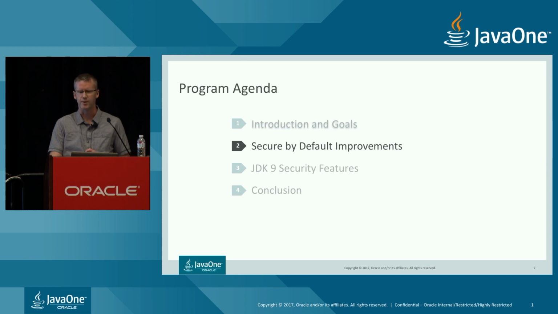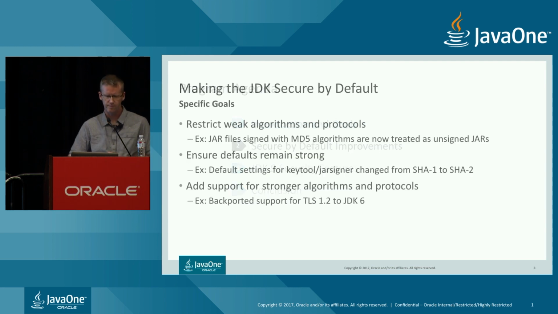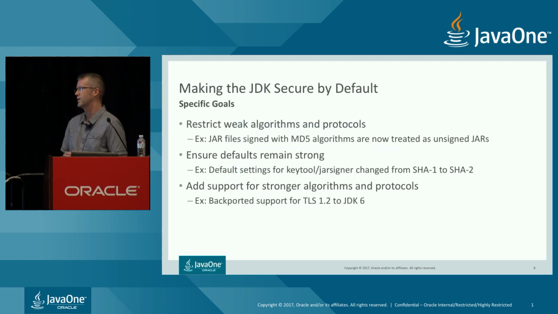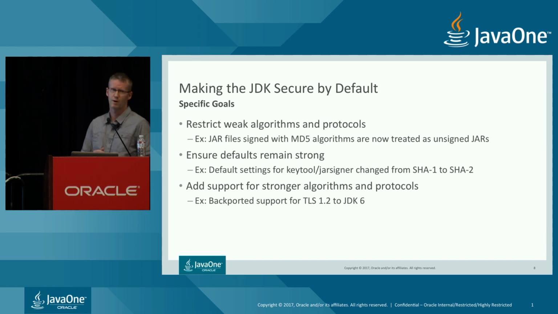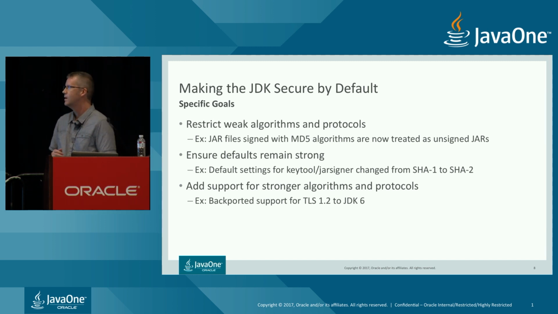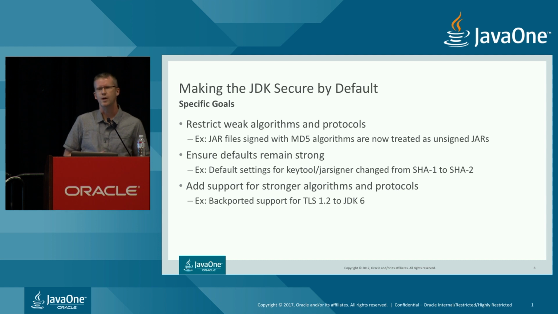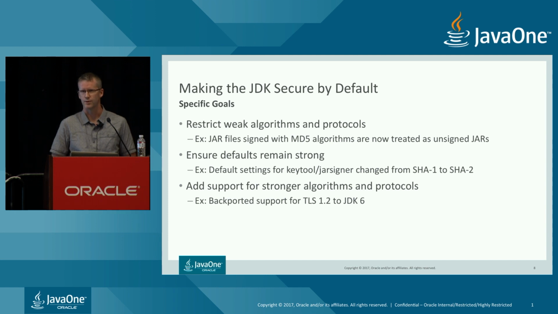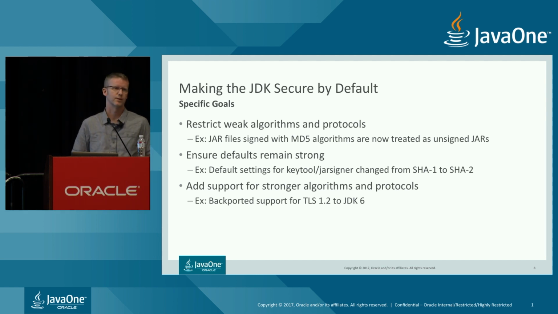So for the next part of my talk, I'm going to be discussing the improvements we have made to the JDK to make it more secure by default. So what are the specific goals? They can be broken down into 3 different goals when we talk about making the JDK secure by default. The first is to restrict weak algorithms and protocols by default. So here we look to industry standards, recommendations for deciding when an algorithm can no longer be trusted and when we should start deprecating it. We also look at other products, what other competitors and vendors are doing to make sure that we keep pace with them. So an example here is when we restricted jar files that are signed with MD5.